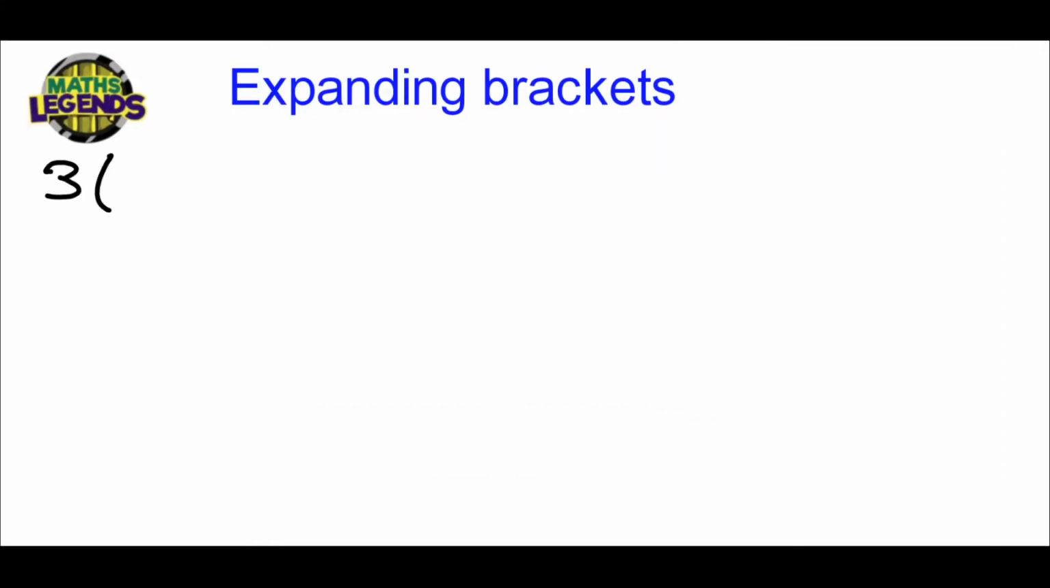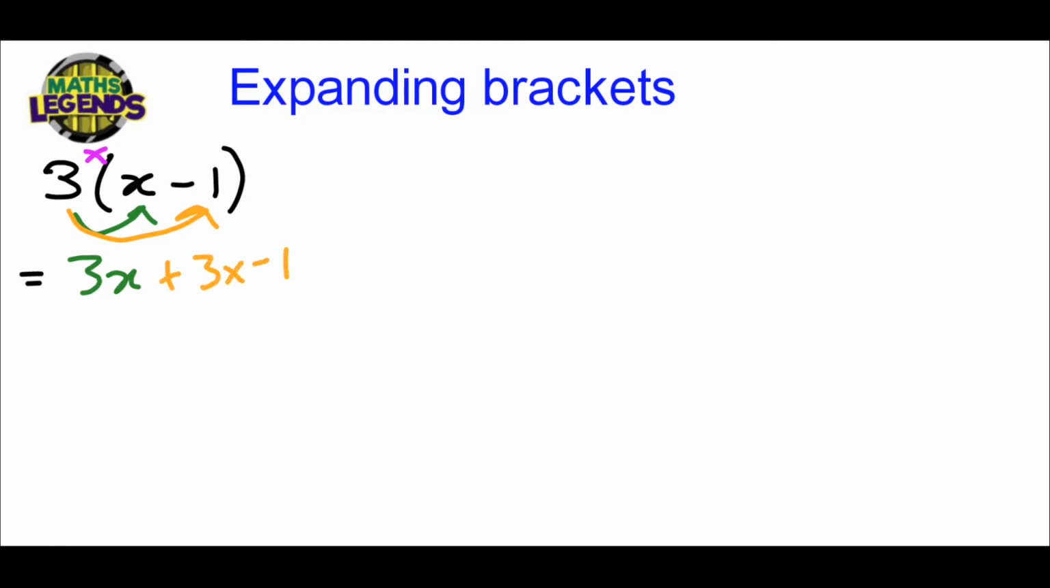3 bracket x minus 1. So here 3 is multiplying the bracket, and to expand we need to multiply each term, so we need to do 3 times x, which is 3x, and we also need to do 3 times minus 1, which is plus 3 times minus 1. We then simplify, so this becomes 3x. 3 times minus 1 is minus 3, so it's 3x minus 3. Let's look at another example.